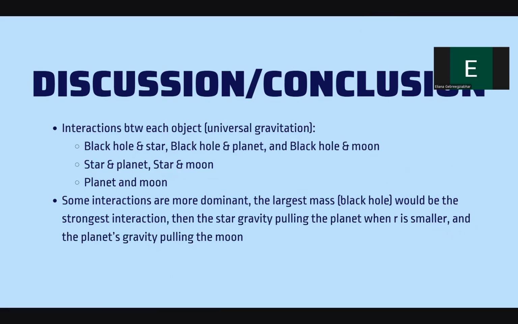If all of the objects between both labs were included into a single system, there would be various different interactions between each and every single object. In this case, some interactions will be the most dominant. The largest mass especially and the smallest r will be the most dominant interactions based off of the way that the equation is set up. The largest mass in this case is the black hole, which would be the strongest interaction.